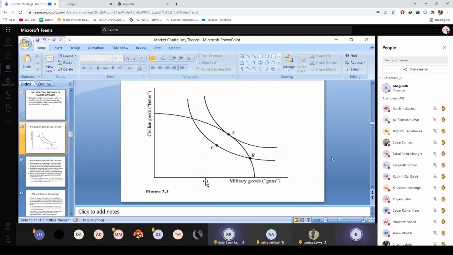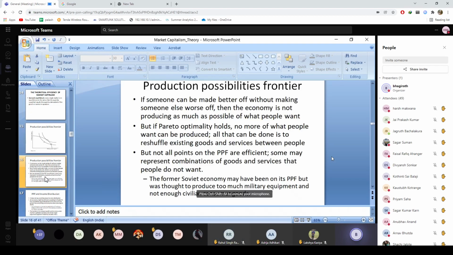In this process, we could see the civilian versus military goods. If you compare A and B, A is producing a higher level of civilian goods compared to B, where too much military goods are produced, which is not good for the welfare of the consumers, isn't it? In the case of the production possibility frontier, if someone can be made better off without making someone else worse off, then the economy is not producing as much as possible of what people want. But if Pareto optimality holds, no more of what people want can be produced. So all that can be done is to reshuffle existing goods and services between people.